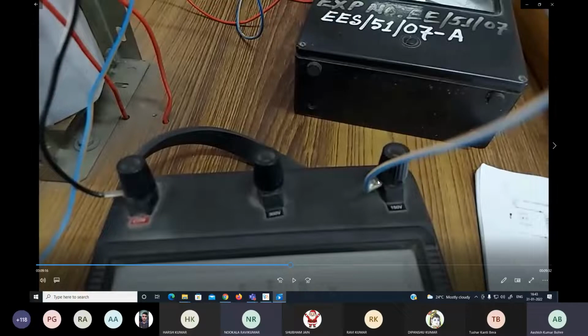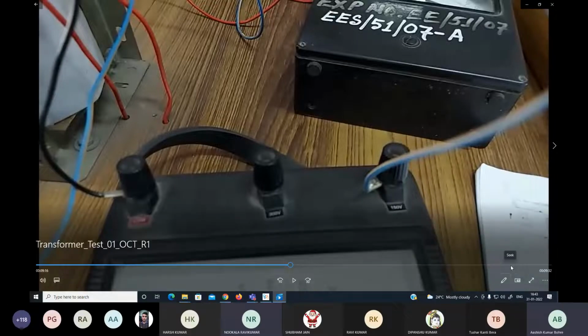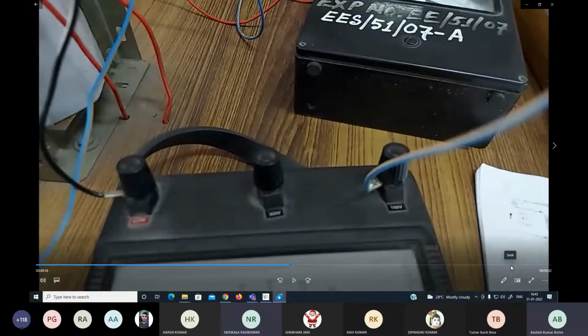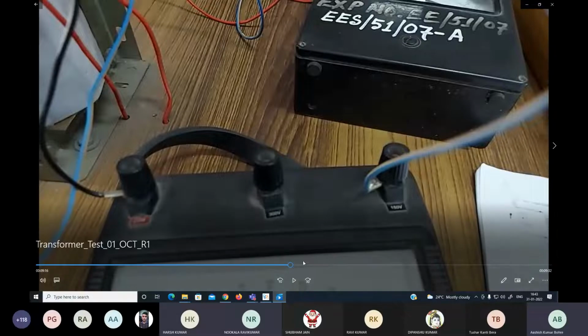V2 equal to 230 volt. I have already told you when we recorded, V2 is approximately 230 or like that, so we have just noted down 230. Okay. Answer the calculation, please explain afterwards.